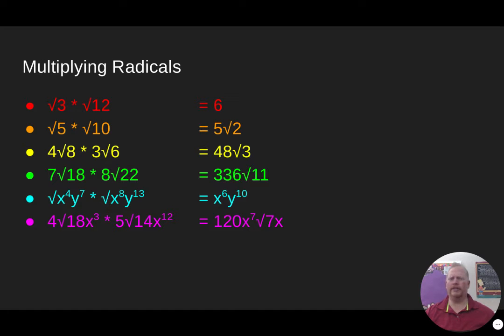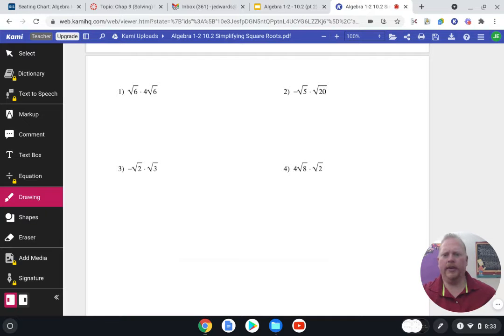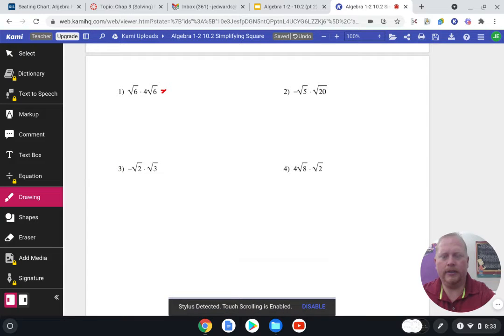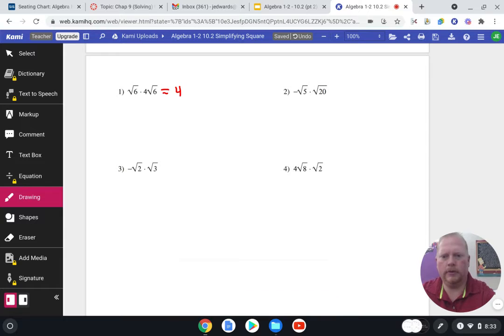Let's do a few more examples and just kind of get a better handle on this. Okay, so we're just going to do 4 problems here real quick. So square root of 6 times 4 square root of 6. That 4 is going to stay on the outside. And then the square root of 6 times the square root of 6 is going to be square root of 36. Which, as you know, the square root of 36 is just 6. So this whole problem just boils down to 24. Nice and easy.